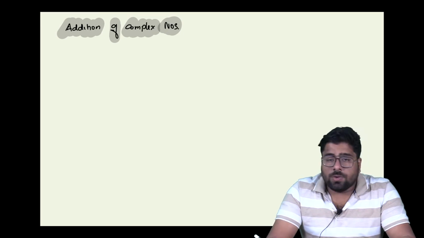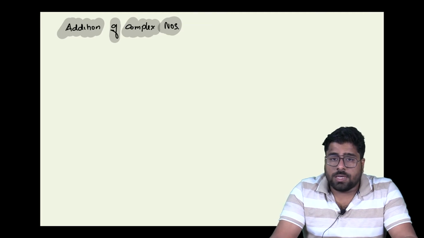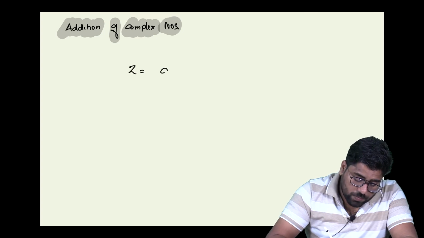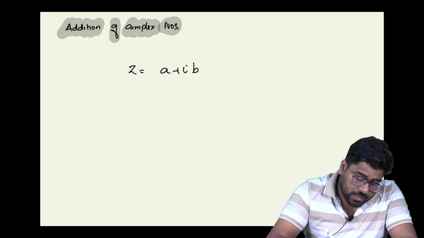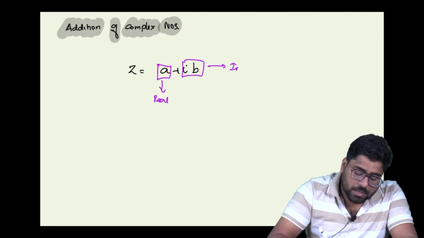Alright, so we know that every complex number has two parts. What are they? It has a real part and an imaginary part. Every complex number Z has two parts, a plus ib. When I write it as a plus ib, a is called the real part, and ib is called the imaginary part.